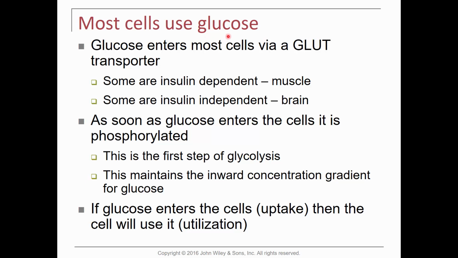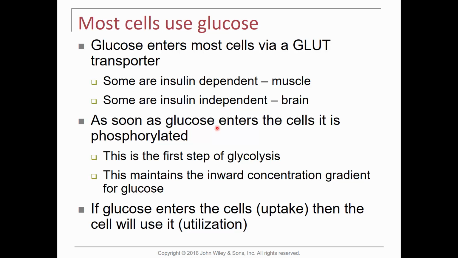Most cells of the body are using glucose. So glucose enters most cells via a GLUT transporter. Some of the GLUT transporters need insulin to be there. So those are called insulin-dependent cells, and muscle is a great example of an insulin-dependent cell. Some cells are insulin-independent, meaning the GLUT transporters are there all the time, regardless of whether you have insulin or not. And the brain is a great example of an insulin-independent tissue. So the brain can use glucose anytime it wants.